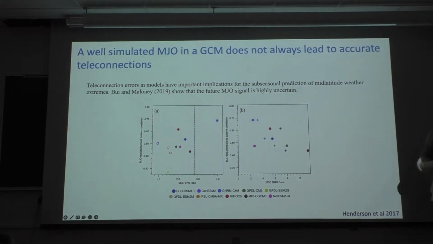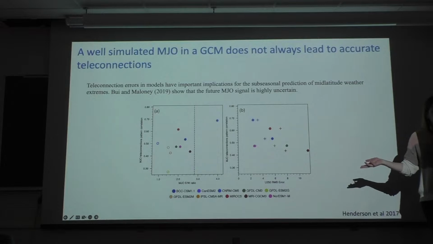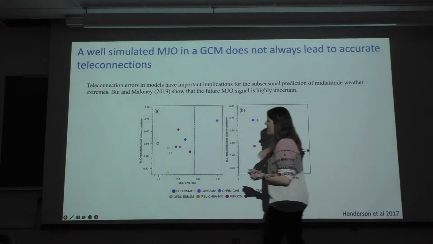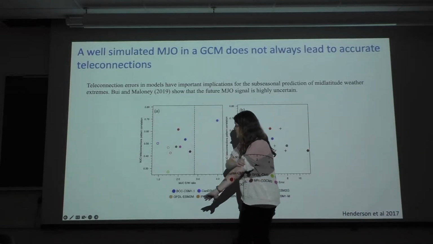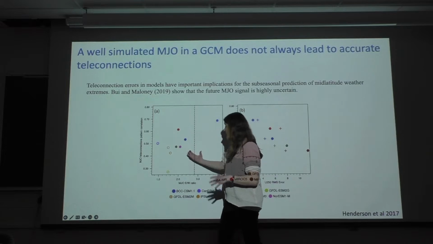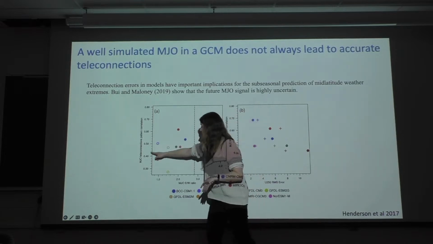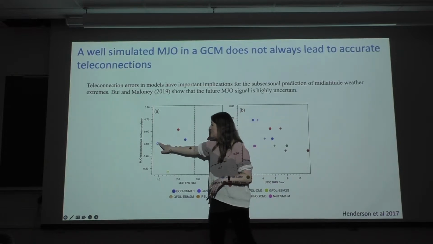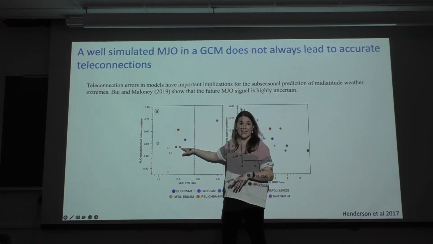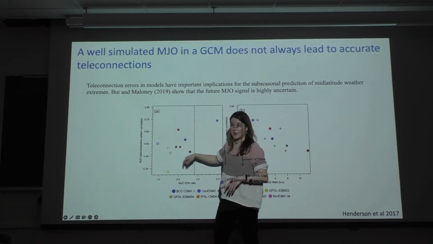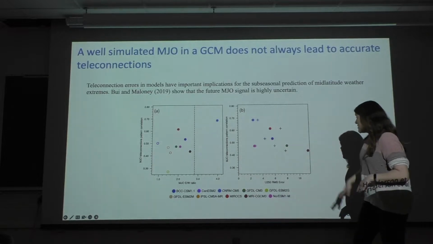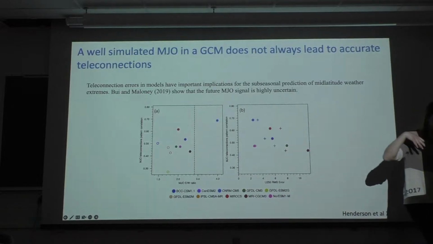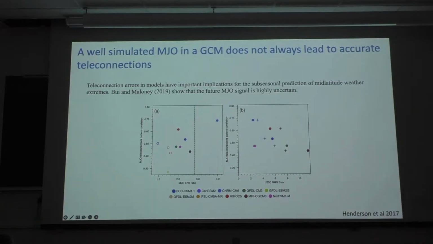Does a good MJO necessarily mean better teleconnection patterns? And the answer was not always. Sometimes we saw really decent MJOs, but really bad teleconnection patterns, right? Some of the poor MJO models were doing just as badly as some of the good MJO models at getting MJO teleconnections. A lot of that was because of the basic state, how well the basic state was represented.